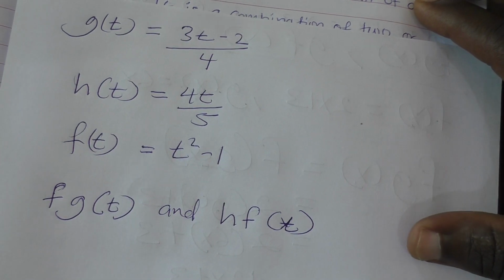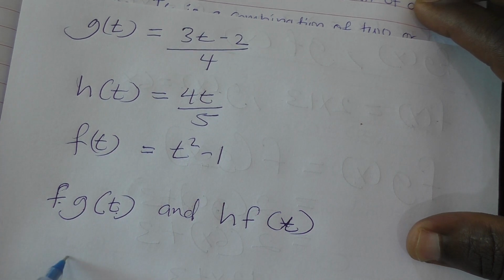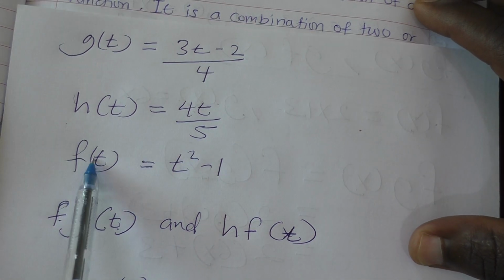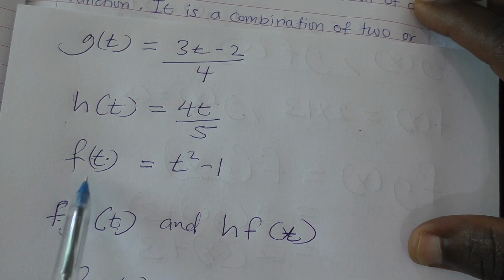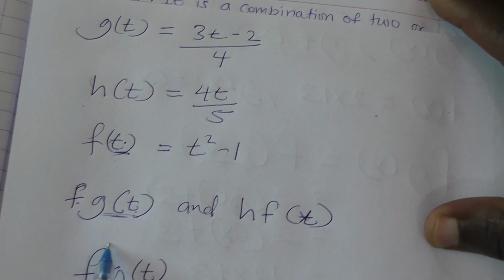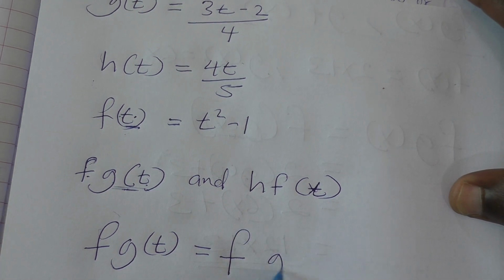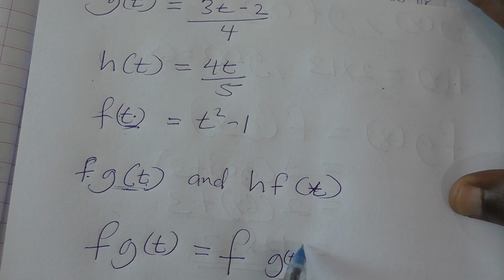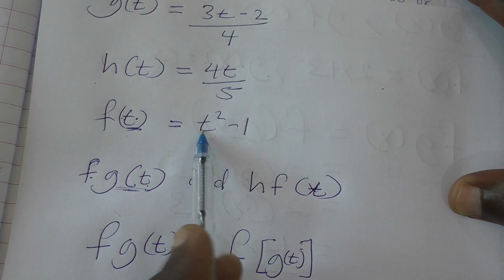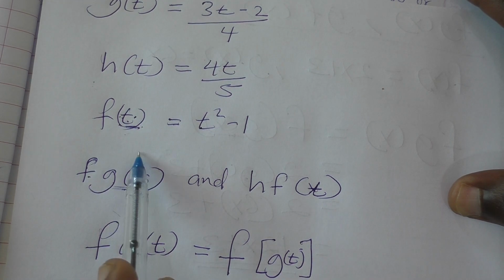So that's what we have. But fg of t means that where we have f of t, we are replacing t with g of t. Therefore, that gives us f of g of t. And from the expression for f of t, we are replacing t with g.